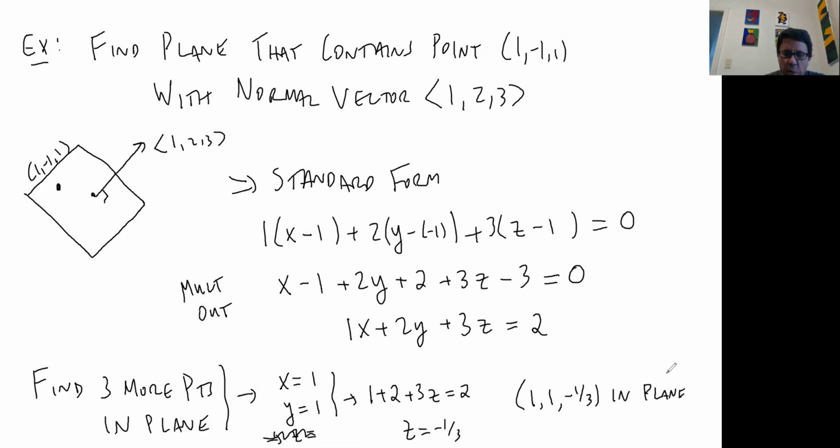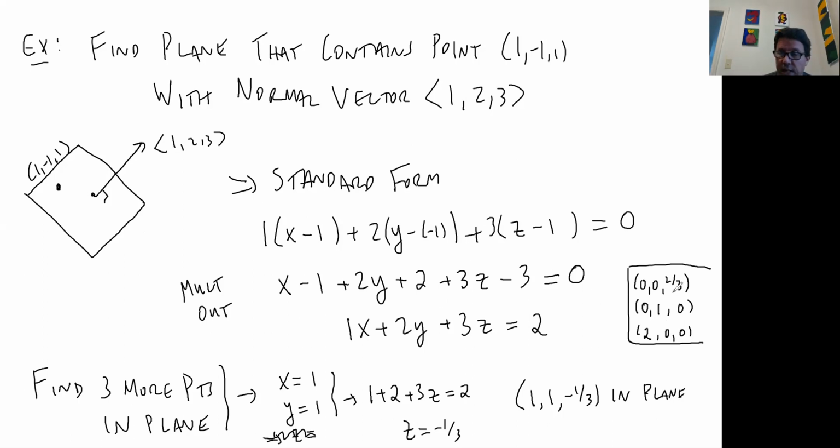So I ran out of room there. Maybe let me just do it by inspection here. Here's an easy one. What about if x and y are 0? If x is 0 and y is 0, then z is going to have to be 2/3, just by solving this equation: 0, 0, 3z equals 2. So there's that. I could set x and z to be 0. If x is 0 and z is 0, then we just have 2y equals 2, so y is equal to 1. And how about the last one here? If y is 0 and z is 0, then x would be 2. Okay. So there are 3 more points that are in the plane.